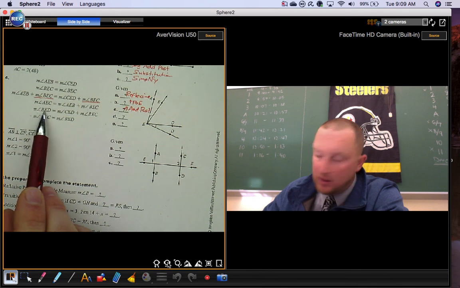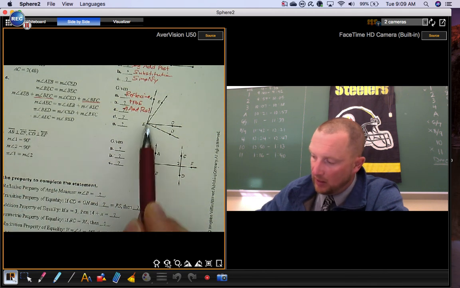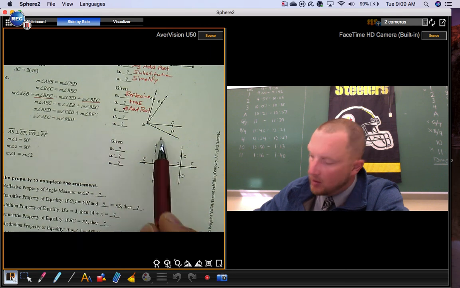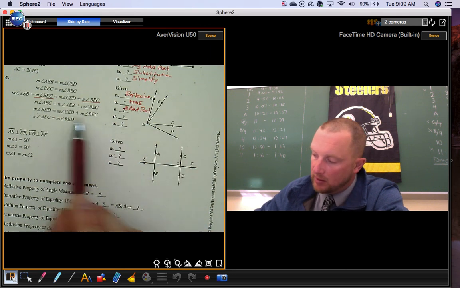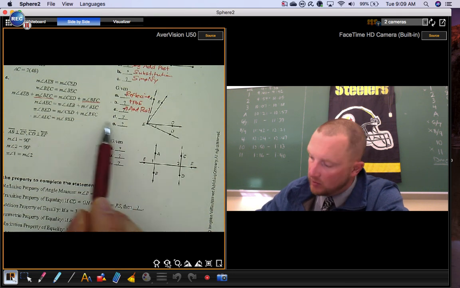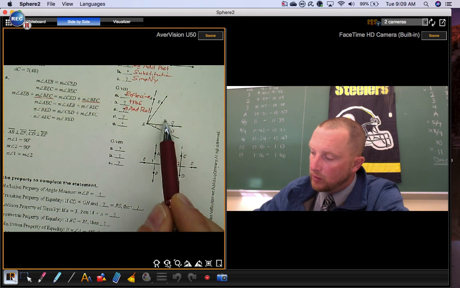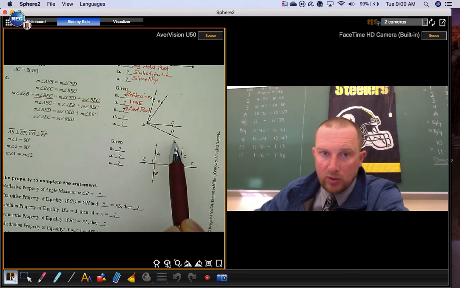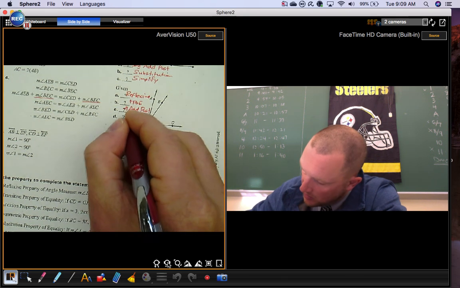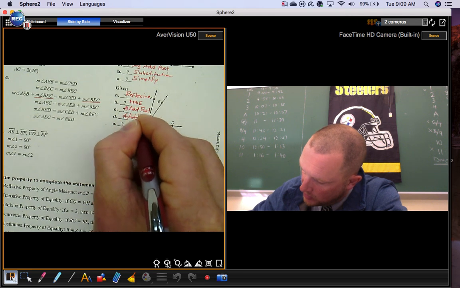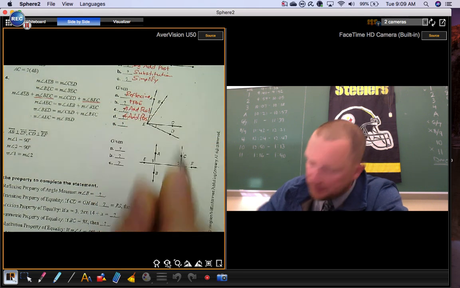Measure of angle BED, that's this big angle, is the same thing as the measure of angle CED plus the measure of angle BEC. These are the two little angles. These two little ones make this big one. It's the same thing. Angle addition postulate.